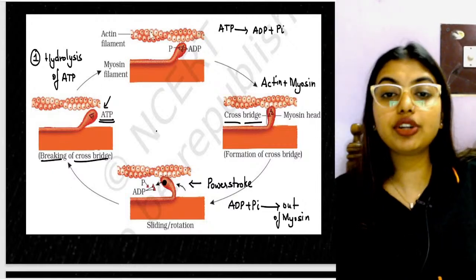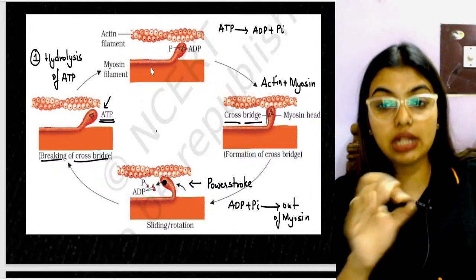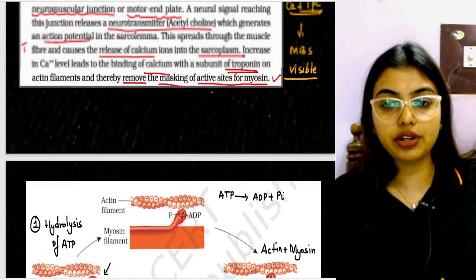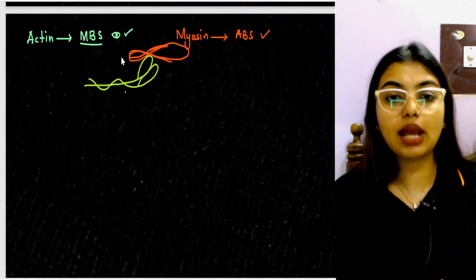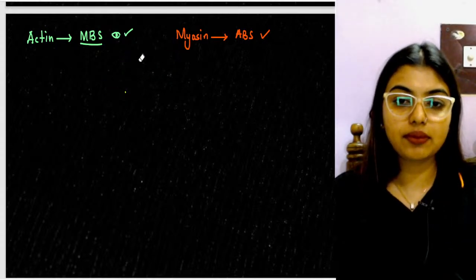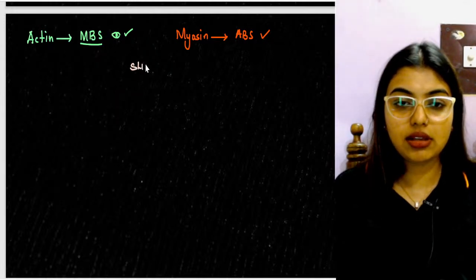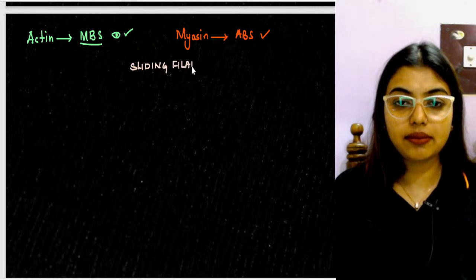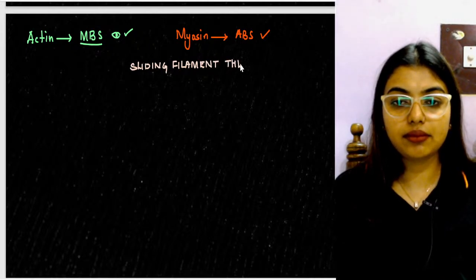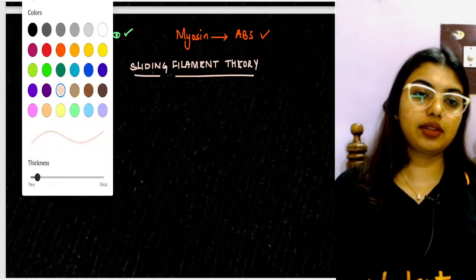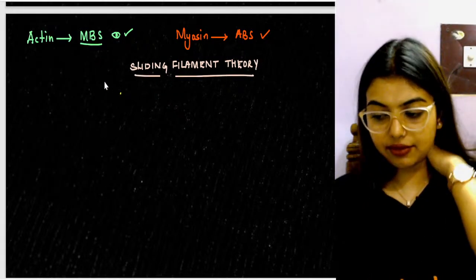Now how is the question going to come? They are going to give numbers and ask you to label, or they are going to ask you the answer of the order. So students, what just happened? Very simple, sliding filament theory. Now let's see what is going to happen in sliding filament theory.